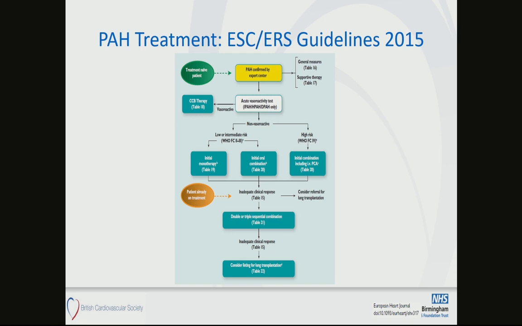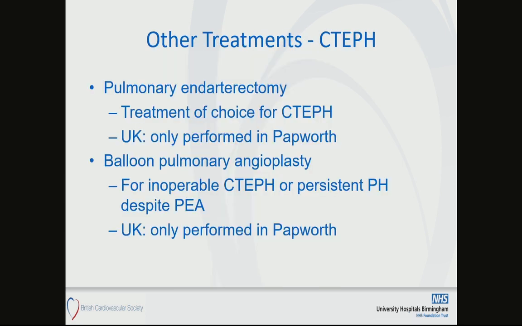So if you're on single therapy, increase it to dual therapy and then triple therapy. In this country, to be on triple therapy, you have to be considered suitable for lung transplants. Okay, so you don't have to be on the list, but you have to be deemed suitable. Okay. So other treatment options.